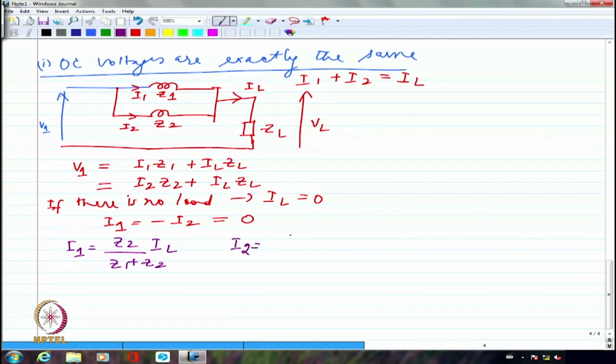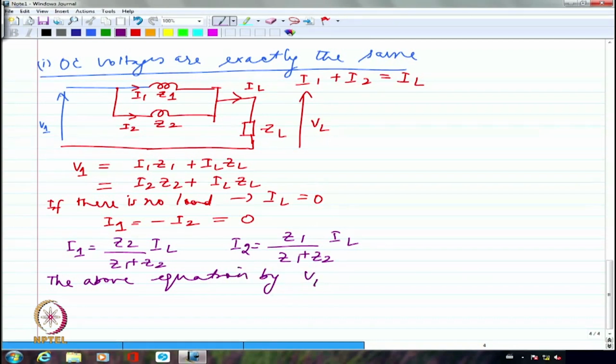Similarly, I2 is going to be Z1 divided by Z1 plus Z2 multiplied by IL. Please remember, all of these things are complex numbers. I can simply multiply the above equation by VL, or VL conjugate if I am talking about a complex multiplication. VL conjugate IL or IL conjugate VL will give me apparent power. We talked about this when we were talking about complex representation.